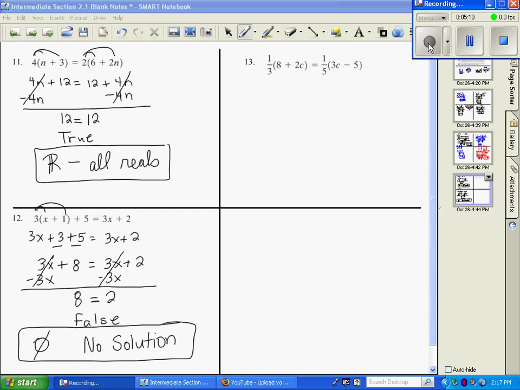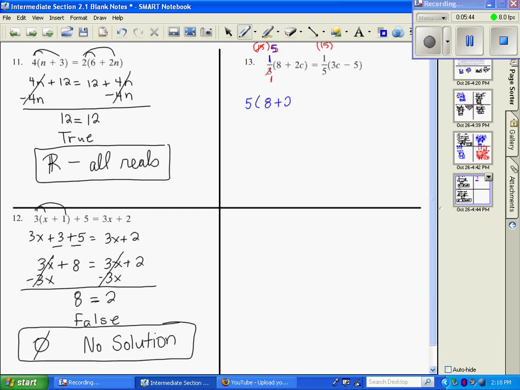Alright, number 13 is our last one. I see fractions, but because this is grouped with this parenthesis, this is all one term, and this is all one term, so a common denominator is going to be 15. So if I multiply this term by 15 and this term by 15, we're going to simplify. The first term I'm going to divide by 3. 15 divided by 3, I'm going to have a 5. So that means 5 times 1 is 5, and that parenthesis is still there.